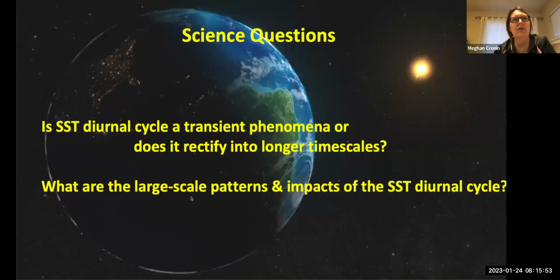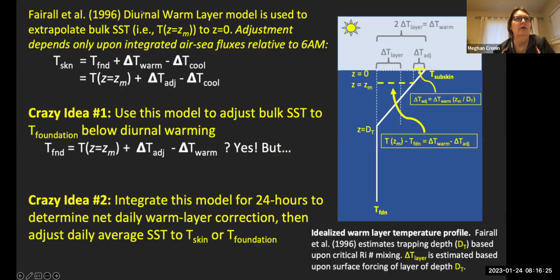So what I want to know is, what are the large scale patterns? Here we've shown that this sea surface temperature diurnal cycle is not just an afternoon effect, but it does rectify into longer time scales. And I want to go into that a little bit more. Also, what are the large scale patterns, particularly around fronts, and what are the impacts of these on the large scale?